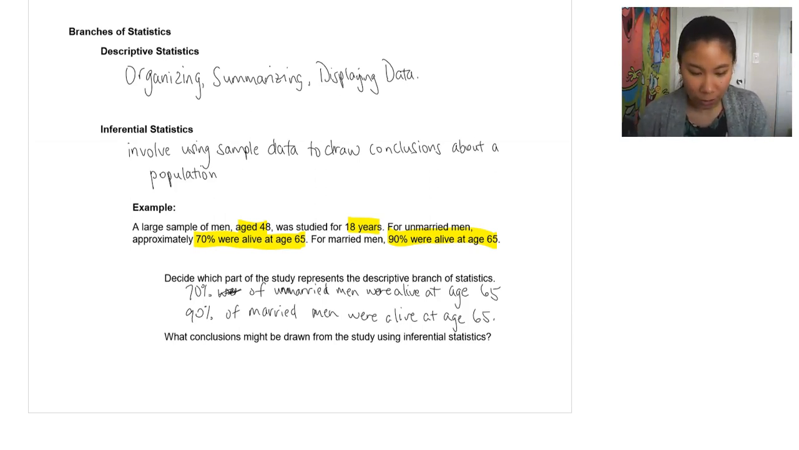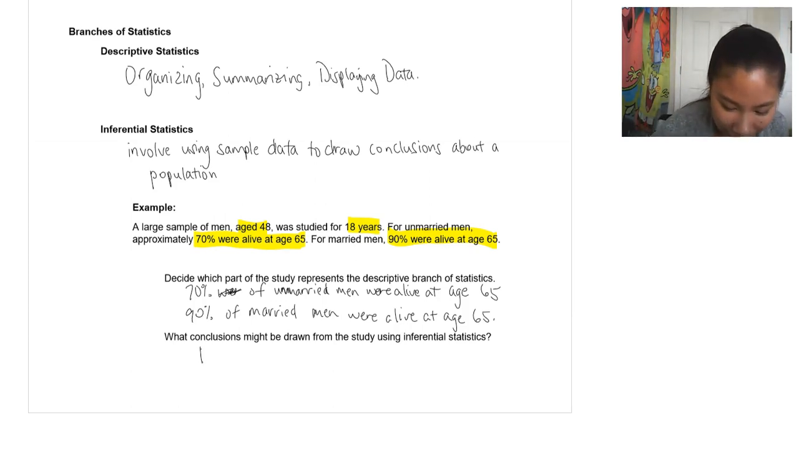So the next question is, what conclusions might be drawn from the study using inferential statistics? Now we actually get to make a conclusion. Just looking at the numbers, it looks like if you're unmarried, you're not going to live as long, because there's less of them that were alive at age 65. Not great news. But maybe one of the conclusions we might say is that married men live longer.